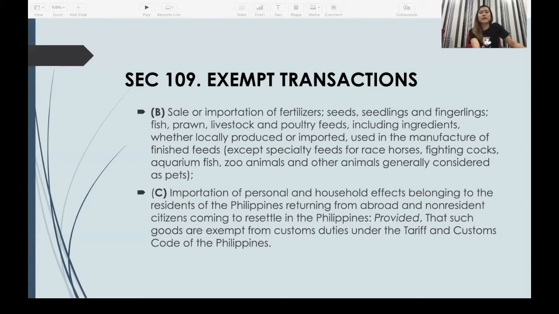Next, importation of personal and household effects belonging to the residents of the Philippines returning from abroad and non-resident citizens coming to resettle in the Philippines. Here, if you came from abroad on vacation, and of course you buy clothes or souvenirs from that particular country, and then you return to the Philippines, if you will use that for your own personal use, it is VAT exempt. Unless you bought a lot, like a truck full of clothes, which is not justifiable for personal use. In that case, it is no longer VAT exempt. So if a Filipino comes from other countries and bought household items or other personal effects, it is also not subject to VAT.